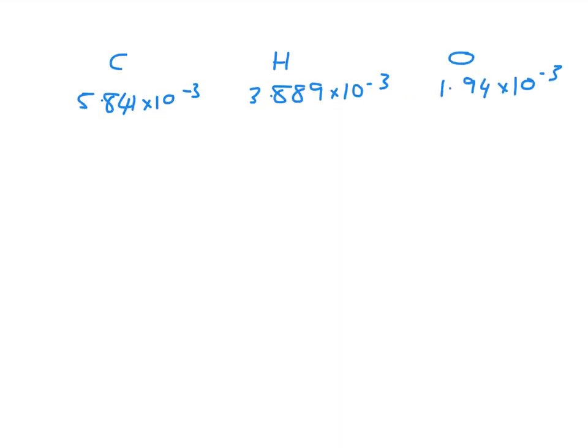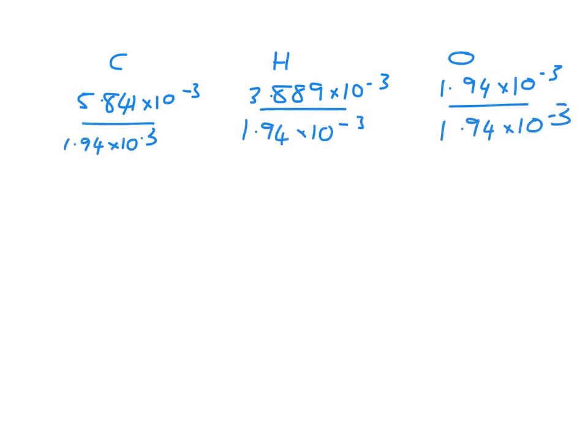So I've transferred the moles that I worked out from the previous slide and just put them under the element like I did earlier. And now I'm going to divide by the smallest one, which is going to be the moles of oxygen. And if I do that, that's obviously going to become 1, that is 3, and that is 2. So my empirical formula is C3H2O.